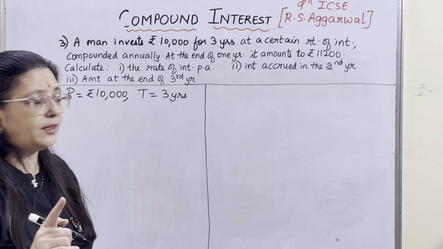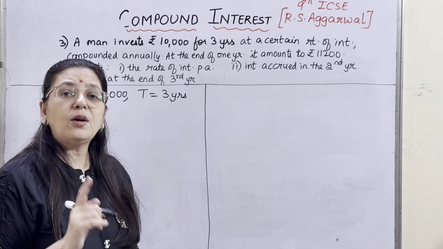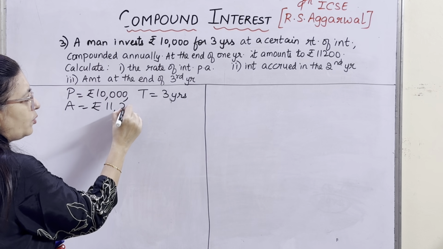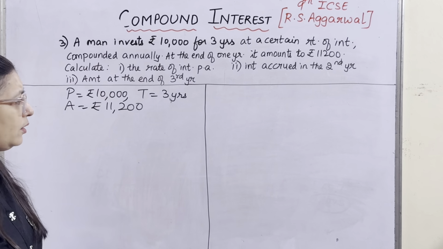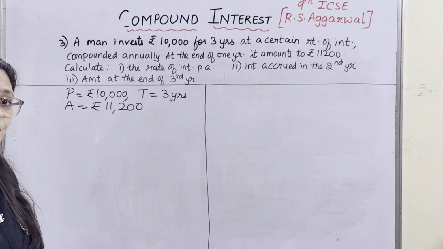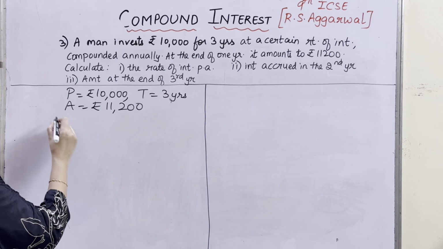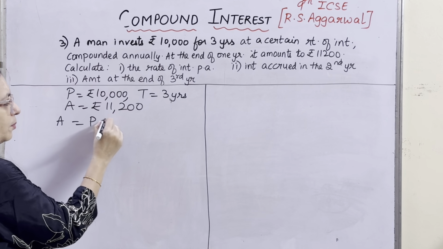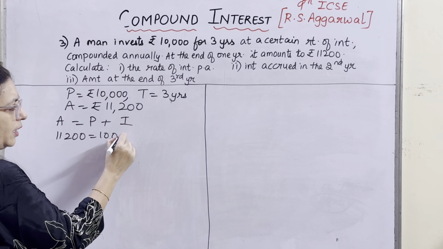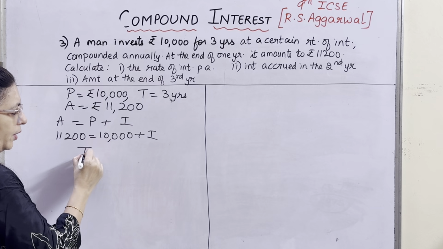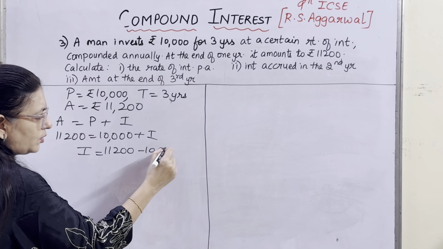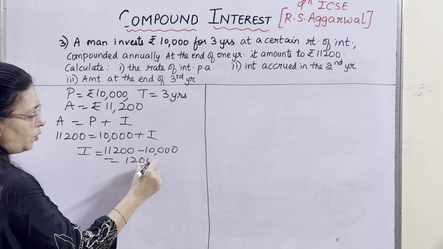At the end of 1 year, it amounts to 11,200 rupees. So amount is given as rupees 11,200 at the end of 1 year. So principal was 10,000, amount is 11,200. So what can you find? You can find the compound interest. Why? Because amount is principal plus interest. So 11,200 is equal to 10,000 plus interest. So interest is 11,200 minus 10,000, which would be 1,200 rupees.